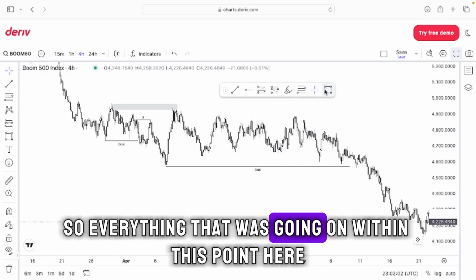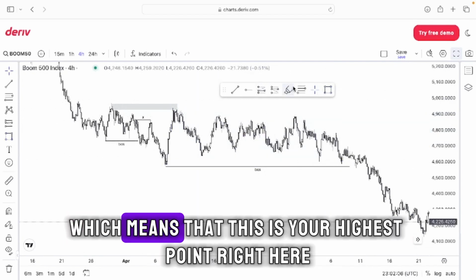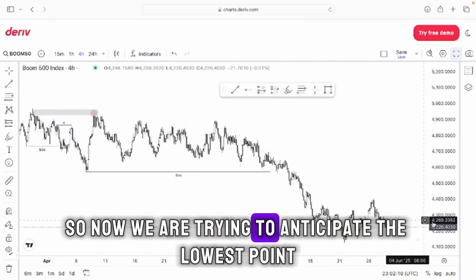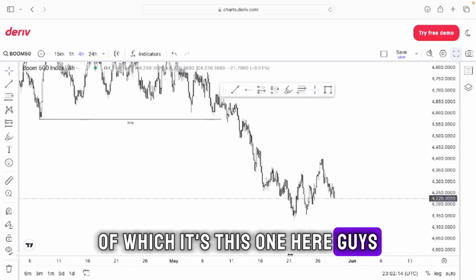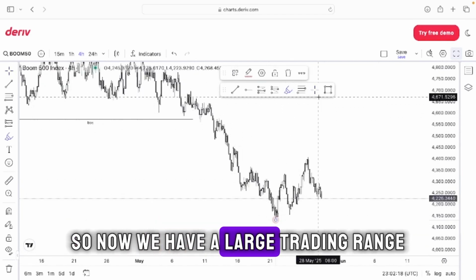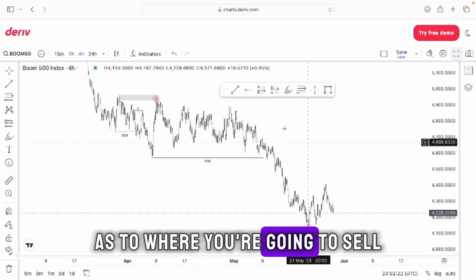So everything that was going on within this point here is just internal, guys. Which means that this is your highest point right here. So now we are trying to anticipate the lowest point, of which it's this one here, guys. Now we have a large trading range, and some of you may get confused as to where you're going to sell.